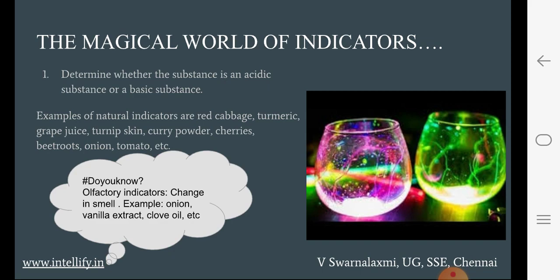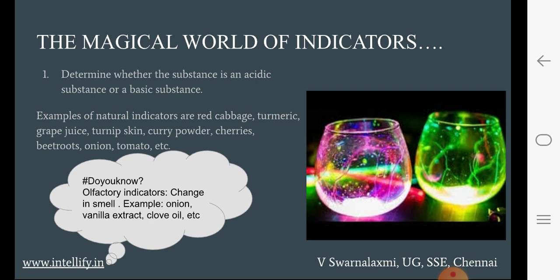Now it's the time for the hashtag Do You Know Fact. The hashtag Do You Know Fact for today is there are indicators which tell us whether there is change in color or there is change in odor. Odor means smell. The changes which tell about smell are generally called as olfactory indicators. Examples of such indicators are onions, vanilla extract, clove oil, etc.